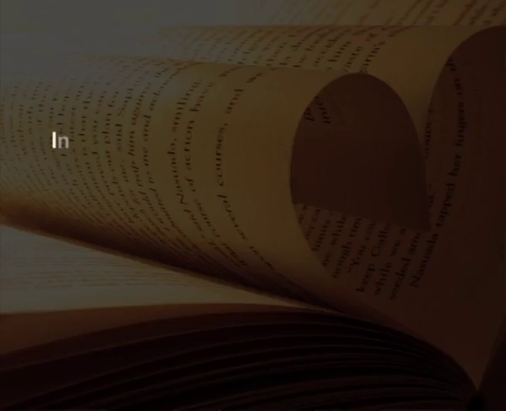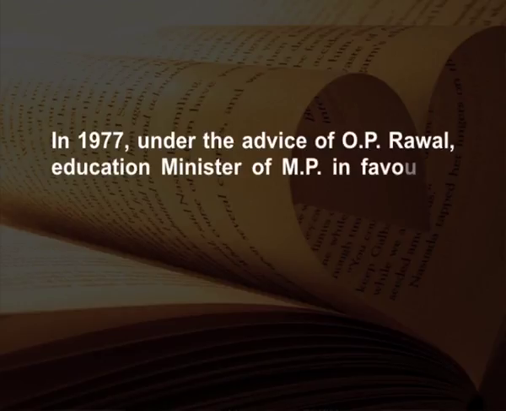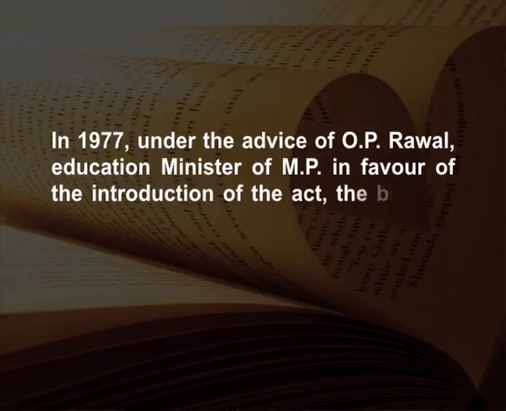In 1968, the 17th Conference of the Library Association at Indore supplied enthusiasm towards resubmission of the bill. Before the government in 1977, under the advice of O.P. Raval, Education Minister of MP, in favor of the introduction of the Act, the bill was drafted. The issue was raised in the 4th Conference of Madhya Pradesh Library Association held in 1982, but nothing came out from the government. It is a matter of hope that a good number of Indian states have enacted Public Libraries Act or are in the process of enacting it.